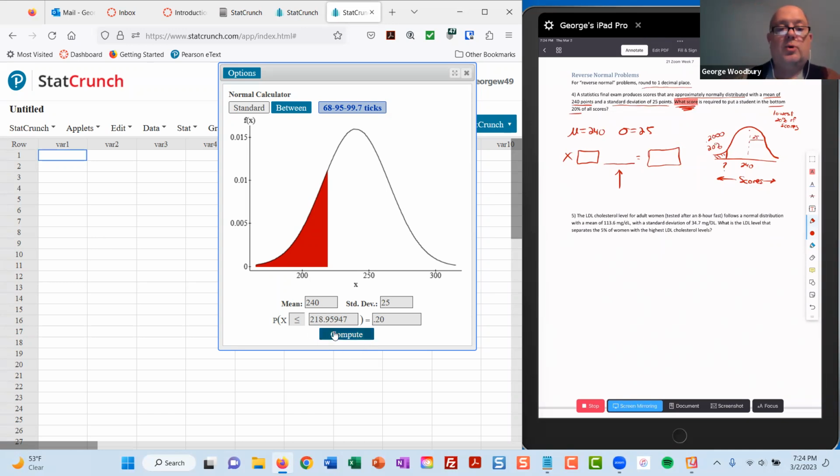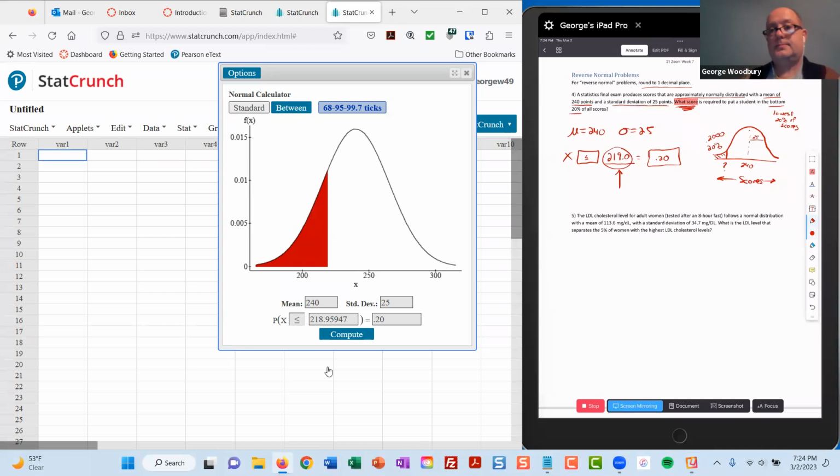So 218.95, that 5 is going to round the 9 up, and then we're going to carry a 1 over. So this is actually going to be 219.0. That is the answer. That's the score that separates the lower 20% from the rest.